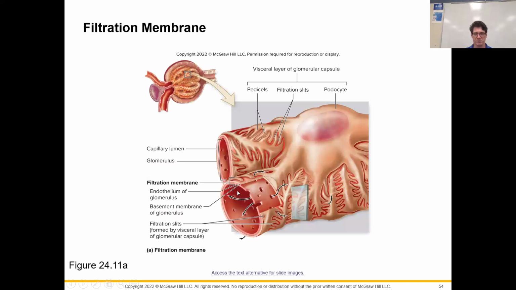So, endothelial cells is layer 1. The basement membrane for the endothelial cells is layer 2. And then finally, the podocytes, their pedicels, and the spaces in between those pedicels, the filtration slits, that's going to be our visceral layer. This is going to stop the movement of small proteins out. So then the only things moving through, like I said, are going to be very, very small.